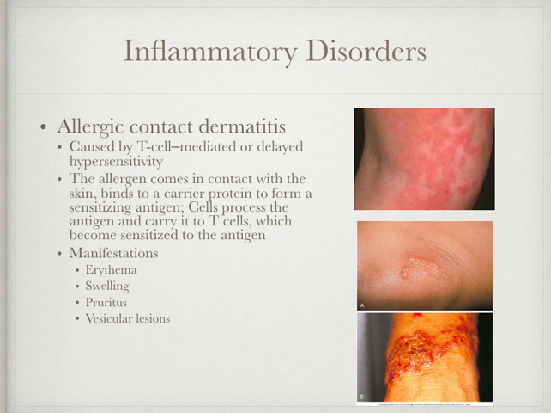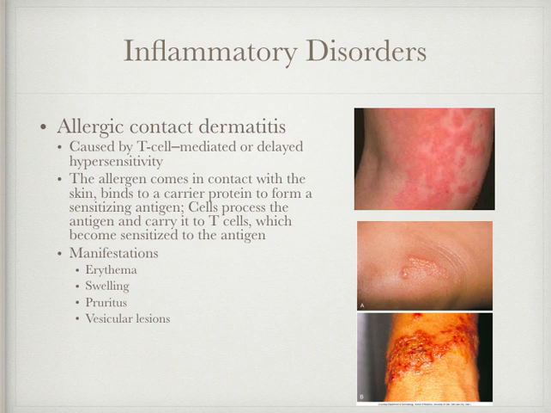However, when we think back to hypersensitivity reactions, this is more of a delayed hypersensitivity. So it's not that systemic IgE response. It's more of a topical type dermatitis. So this would be patients that are exposed to, a good example would be jewelry. People are sensitive to jewelry and they'll get contact dermatitis from it.